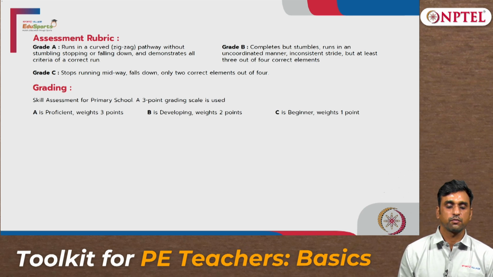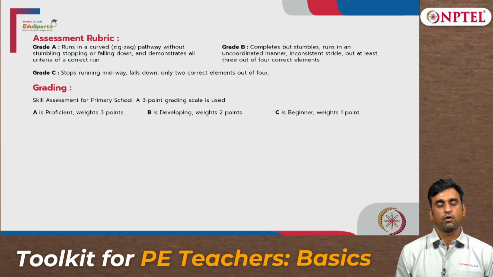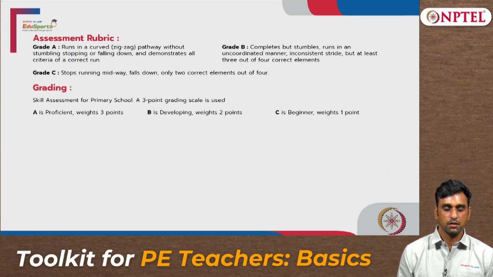For skill assessment in primary school, you have a 3-point grading scale. For middle school students, where you have more sport-specific training and they need to master certain competencies, you could have a more elaborate grading scale, such as a 5-point grading scale. You can have more criteria as well, and more parameters to be graded per sport.